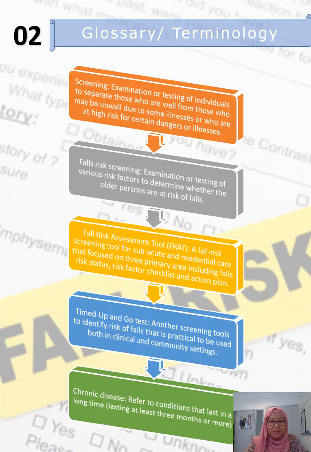These are some of the terminologies that you will encounter in this topic. The first one is screening. Screening is an examination or testing of individuals to separate those who are well from those who may be unwell due to some illnesses or who are at high risk for certain dangers or illnesses. Fall risk screening is an examination or testing of various risk factors to determine whether older persons are at risk of falls.